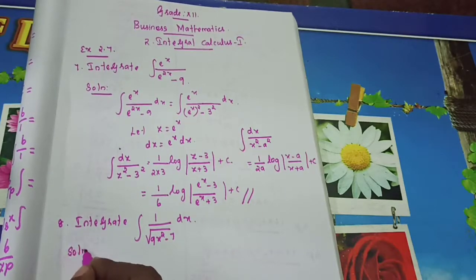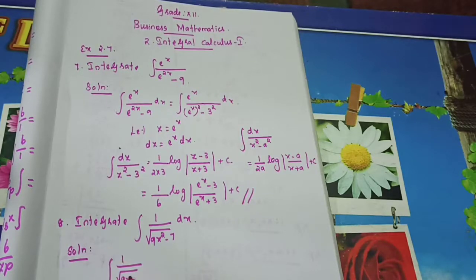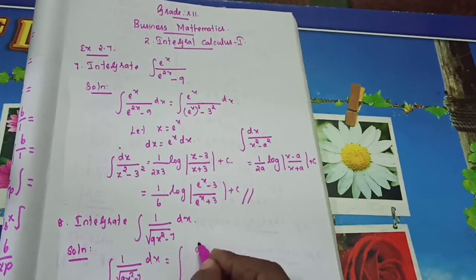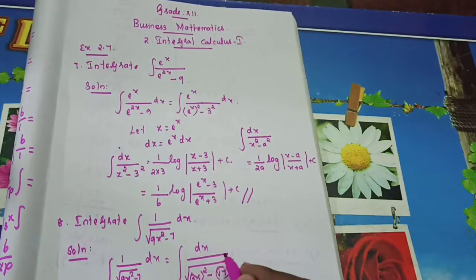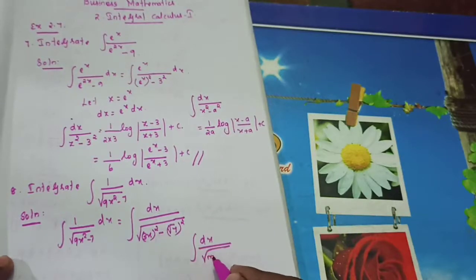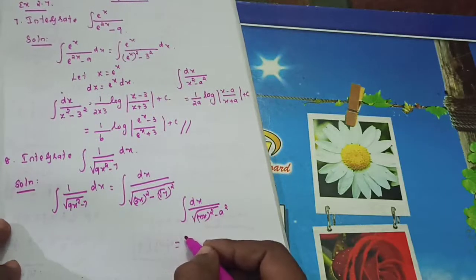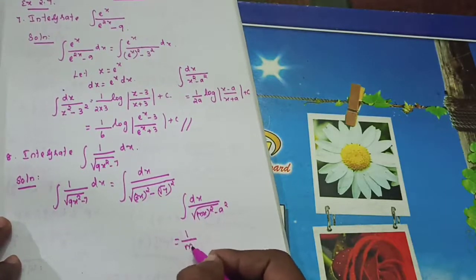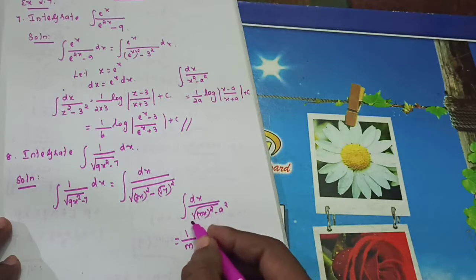Solution: 1 by square root of 9x square minus 7 dx is equal to integral of dx divided by square root of 3x the whole square minus root 7 the whole square. Understand? Now it is in the form of integral of dx divided by square root of mx the whole square minus a square, therefore we will use the formula. That's the only difference I taught in the example: we divide by the x coefficient.